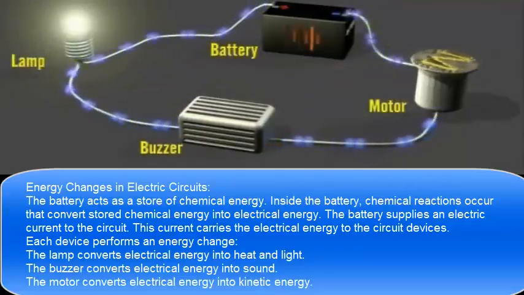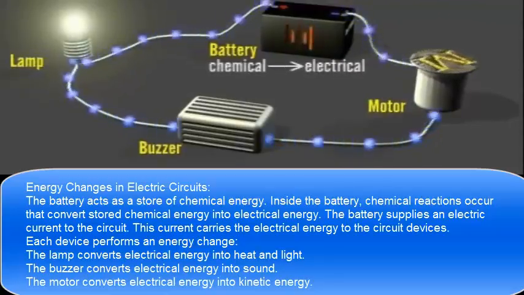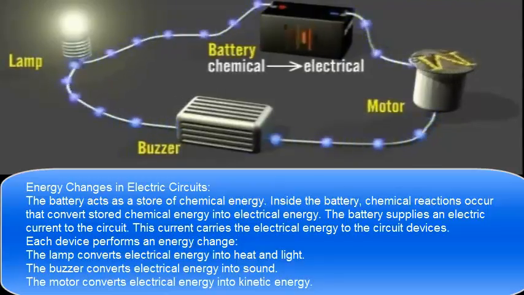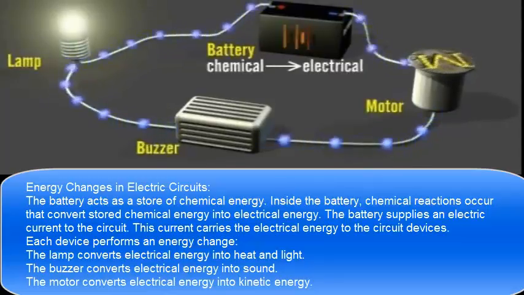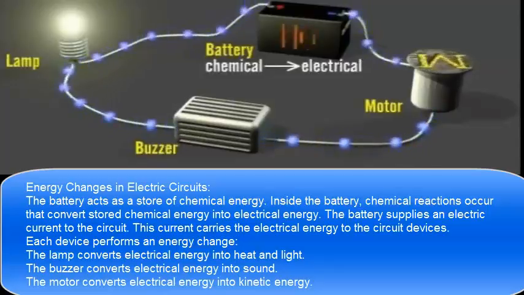Energy changes in electric circuits. The battery acts as a store of chemical energy. Inside the battery, chemical reactions occur that convert stored chemical energy into electrical energy. The battery supplies an electric current to the circuit. This current carries the electrical energy to the circuit devices.